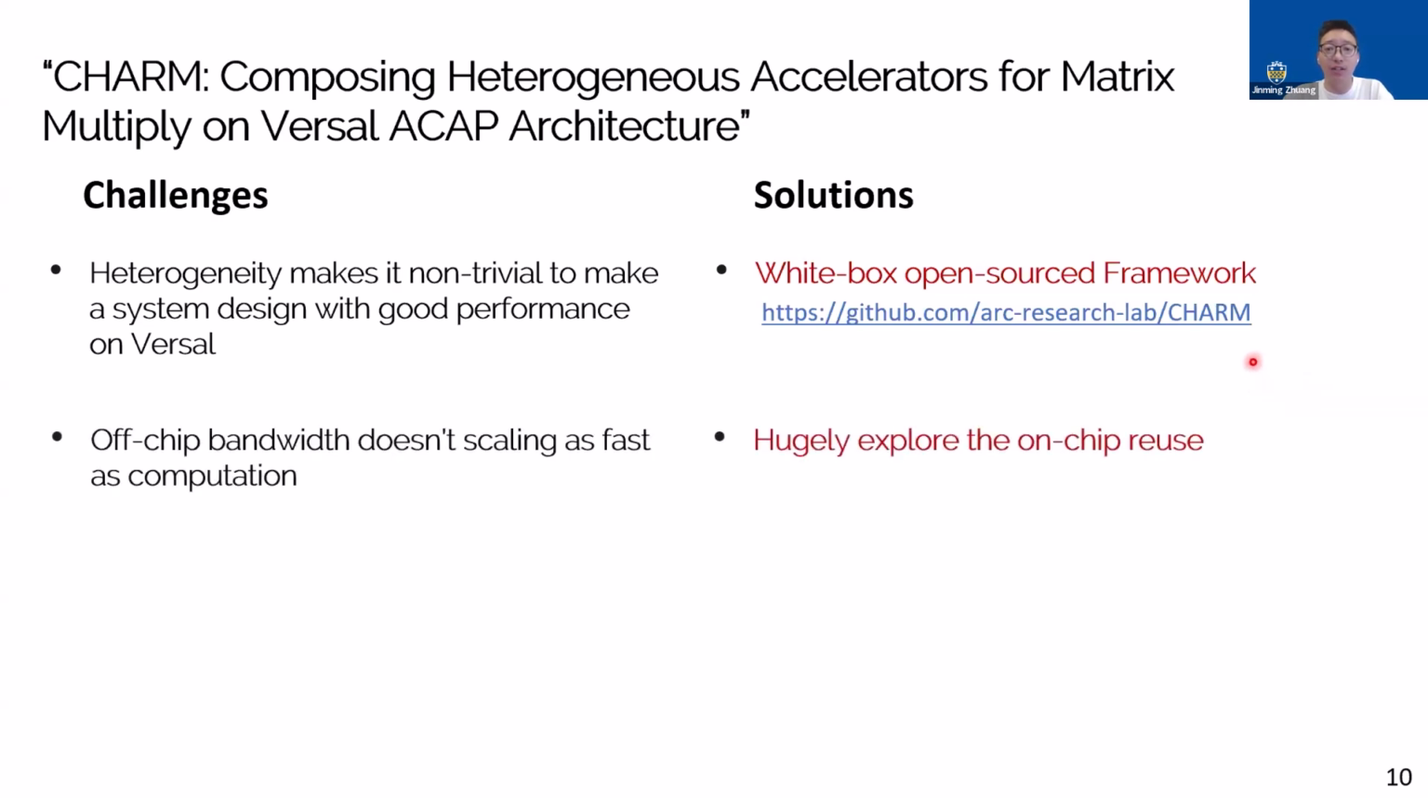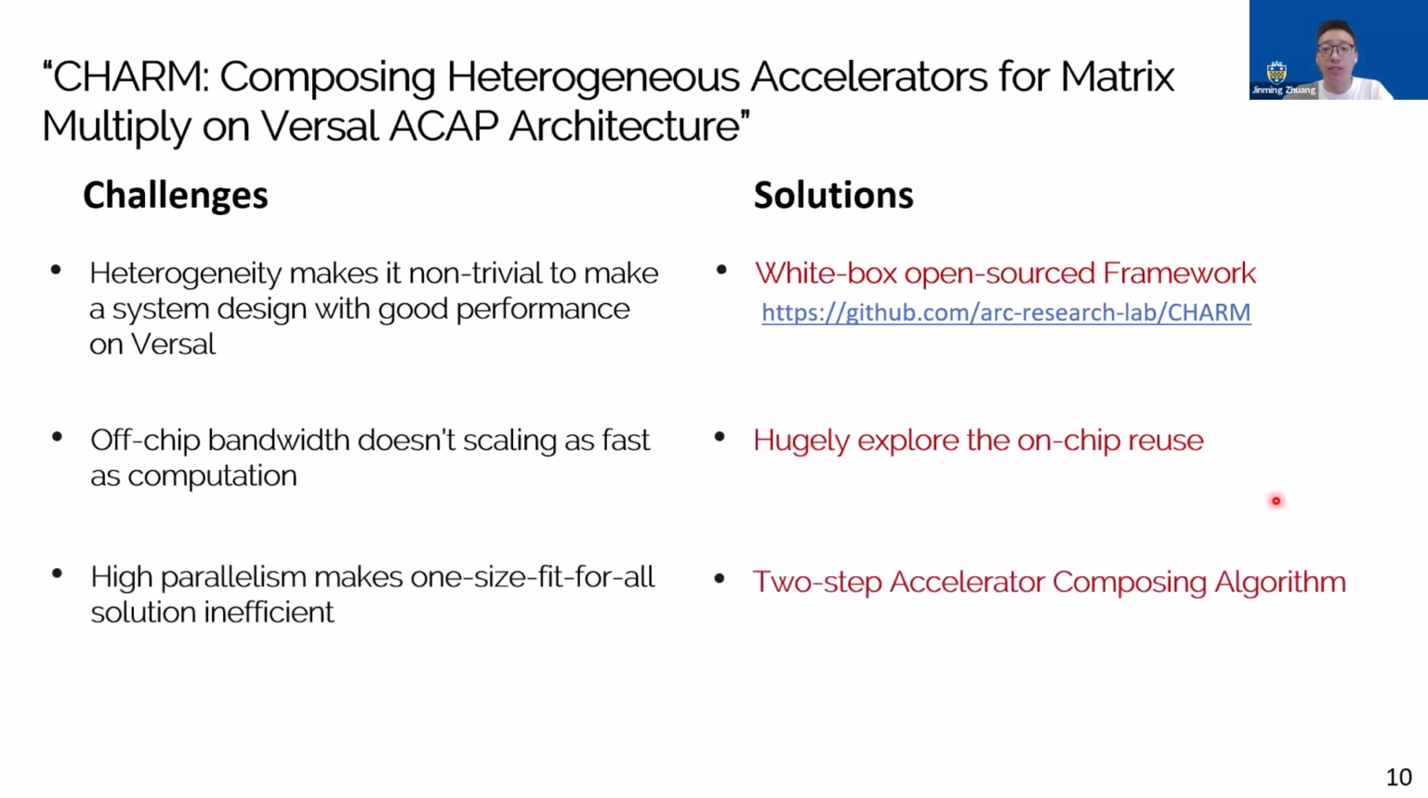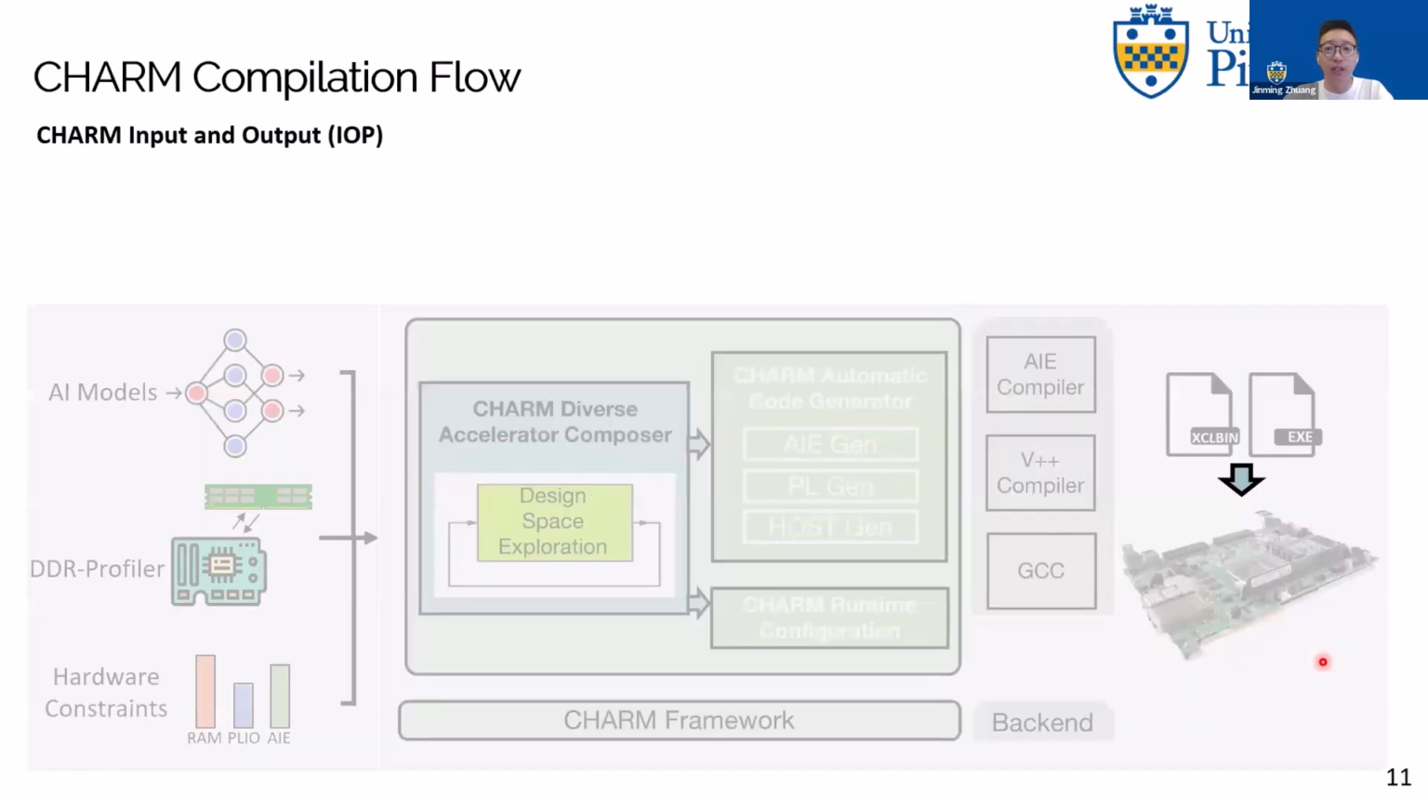From the design challenge aspects, we hugely explore the on-chip reuse to sustain nearly 400 AI engines with the given off-chip bandwidth. We also propose a two-step search algorithm to improve the overall throughput of the system when computing applications with both small and large matrices. Next, we will describe our CHARM compilation flow in detail.